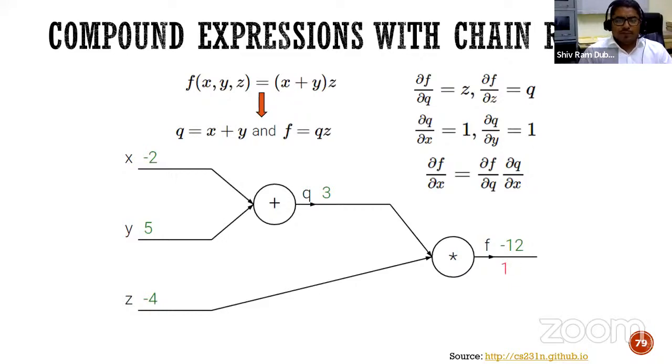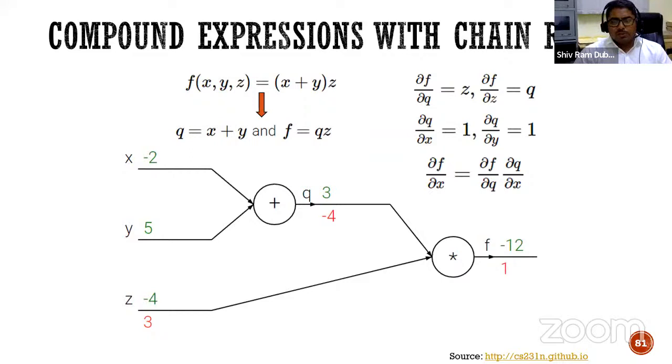So suppose we are passing the unit gradient, then what will be the gradient? We are now interested to compute del f by del x, del f by del y, and del f by del z. But because this second function here is f equals q into z, we get del f by del q and del f by del z. Del f by del q will become -4, and del f by del z will become 3, because that is a multiplication function. So this is 3 and this is -4.